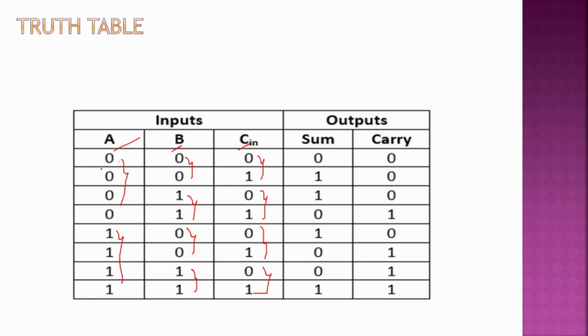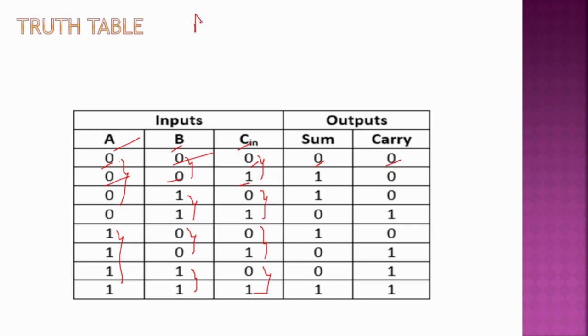First, A is given as 0, B is given as 0 and C is given as 0. If you add 0 with 0, you will get a sum of 0 and there will be no carry, so you need to mention that value as 0. A is equal to 0, B is equal to 0, C is equal to 1. 0 plus 0 is 0.